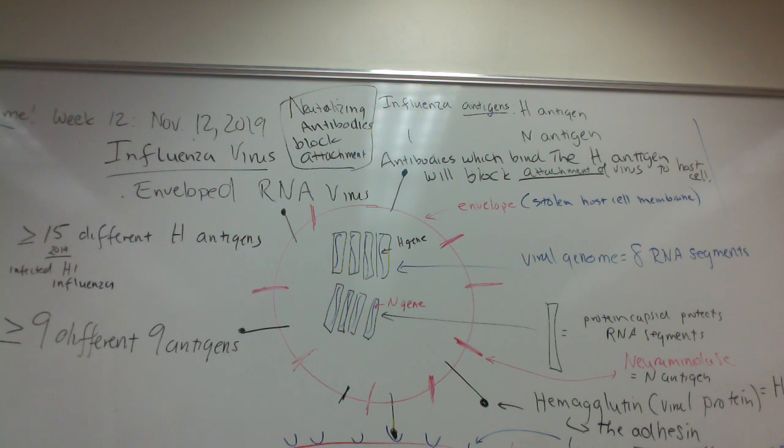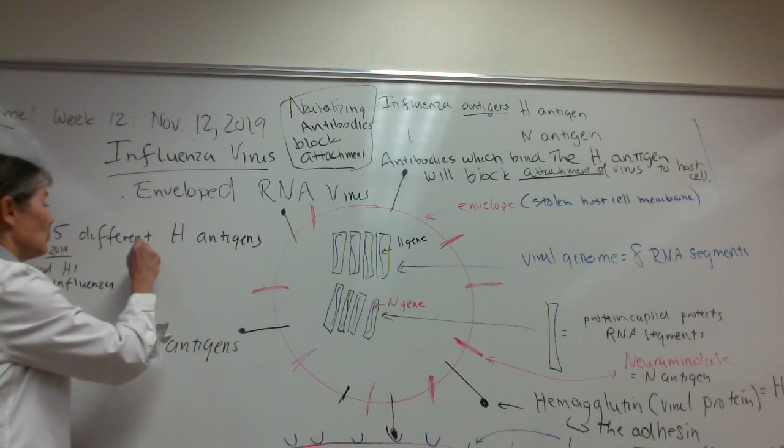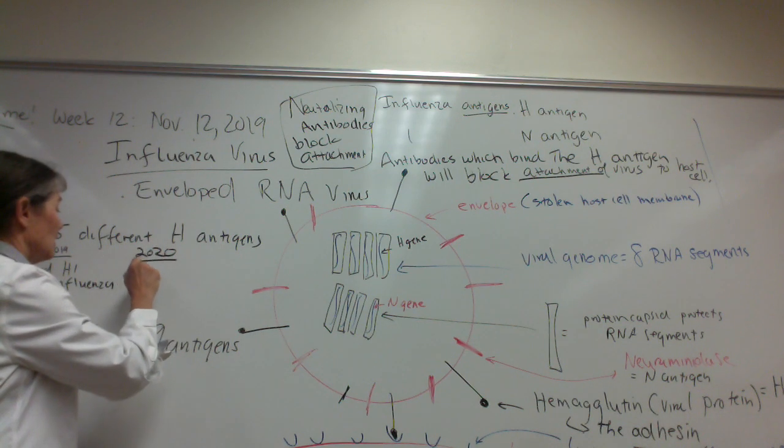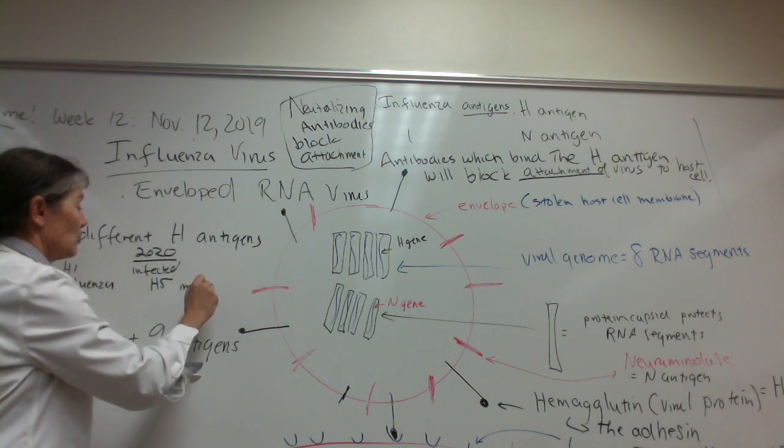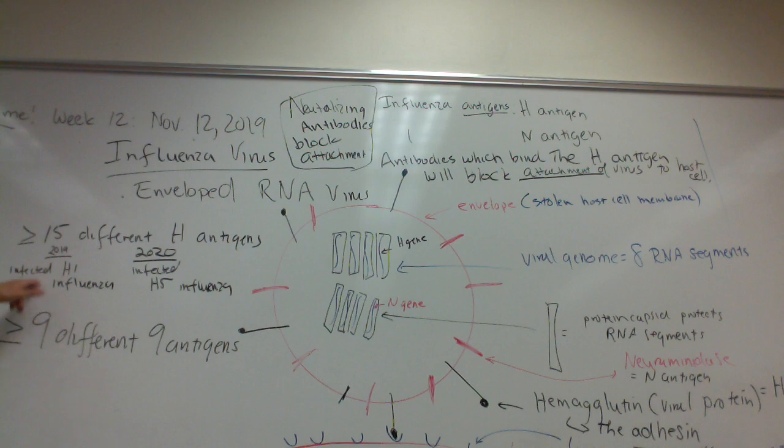Does that make sense? But what happens in 2020? You get infected with an H5 influenza. Well, do your neutralizing antibodies against the H1 protect you against the H5 influenza? No, right? So are you going to get infected? Yes, you are. So can we see that because there's such diversity of H antigens out there, this means you can get vaccinated or infected with one influenza strain and in the future get infected by a different strain? Does that make sense? Of course it does.